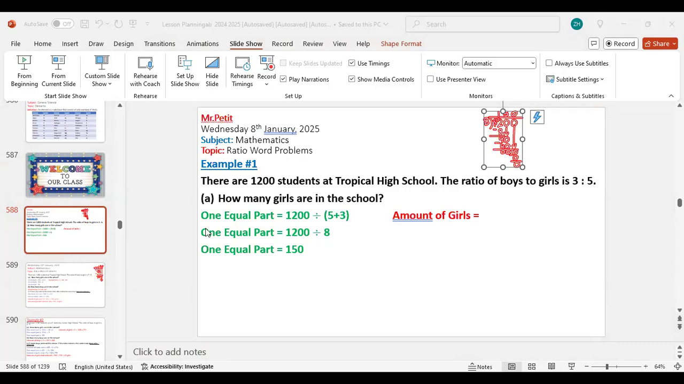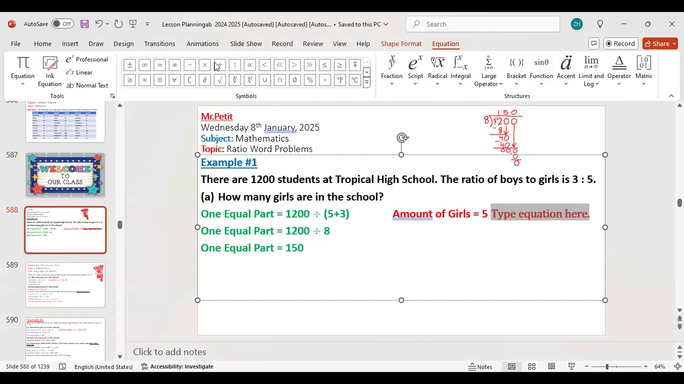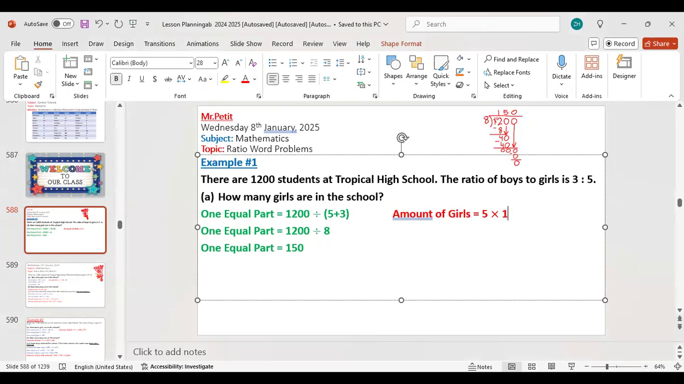And so if you're trying to figure out the amount of girls, it's going to be 5 multiplied by this division, 5 multiplied by 150, and 5 multiplied by 150 is what? 750. So the amount of girls inside the school is 750. Do you understand that one? Let me know, please, if you understand how we got that.